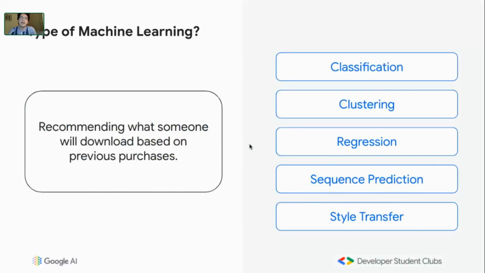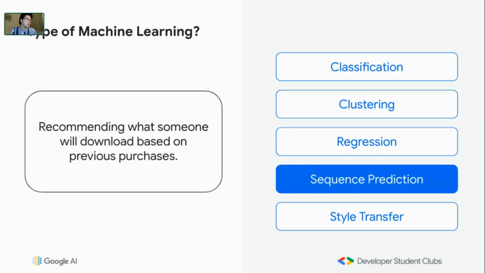So let's see, what type of machine learning would you guys use for recommending what someone will download based on previous purchases? We have classification, clustering, regression, sequence prediction, and style transfer. Bumblebee says people are going with sequence prediction. That makes me question my classification hunch. Well, let's check it out. Sequence prediction. Sorry, Bumblebee.